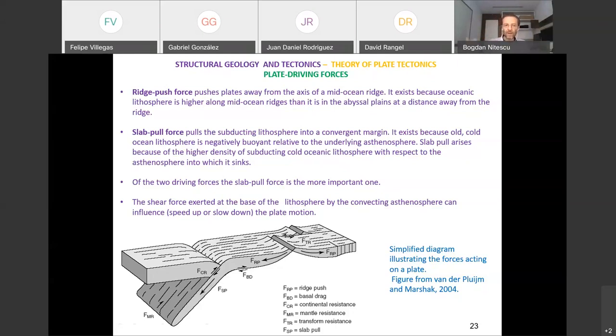And you would have the slab pull force, which is the force associated with the subducting slab. Of the two forces, this is the more important one. It is considered that, of course, you have the ridge push, but the subduction is what pulls the lithosphere, yeah? So these are the main forces considered to drive the process.